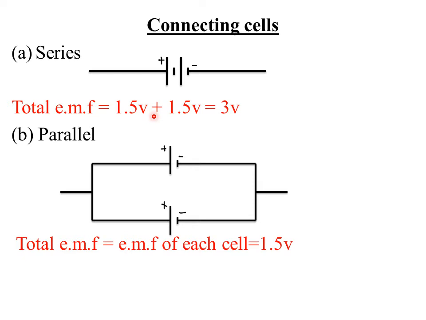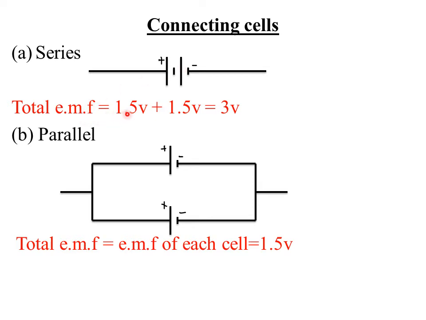For example, if each cell has an EMF of 1.5 volts, then if there are 2 cells, the total EMF will be 1.5 plus 1.5, which is 3 volts. If the cells were 3, then you would say 1.5 plus 1.5 plus 1.5, or simply 1.5 times 3. That is, if each cell has the same amount of voltage.